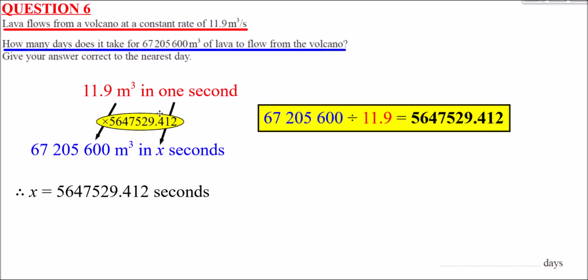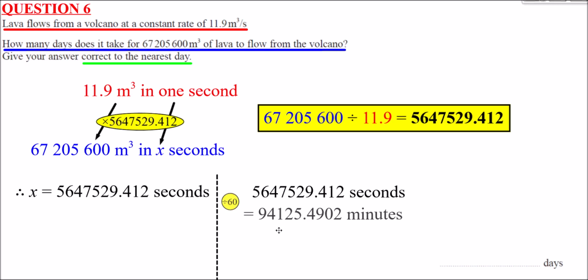So let's just split this into two for a second, no pun intended, and think how we can convert from seconds into, let's say for example, hours. Well, first of all, let's go from seconds to minutes. 60 seconds makes a minute, so to convert from seconds to minutes, I can divide this figure by 60. Try it in your calculator, you should get this. 94,125 and so on. To go from minutes to hours, because there's 60 minutes in each hour, I can now divide this by 60 again to convert to hours. That tells me it's about 1,568 hours.